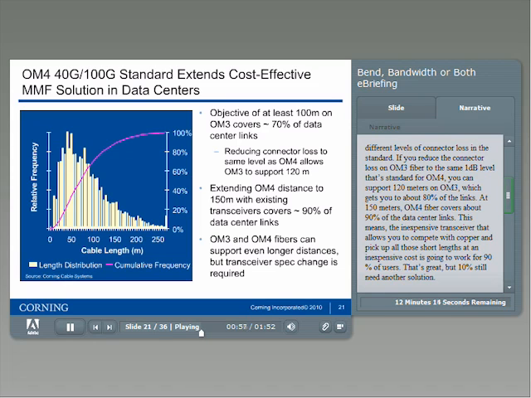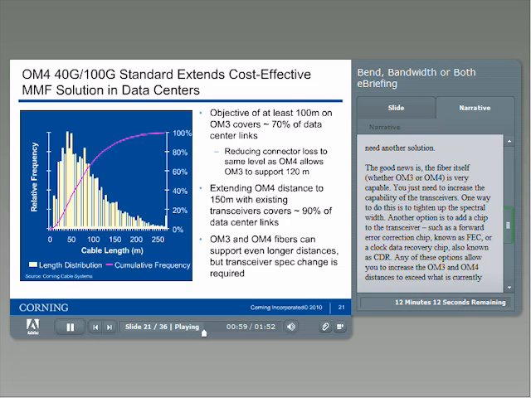That's great, but 10% still need another solution. The good news is the fiber itself, whether OM3 or OM4, is very capable. You just need to increase the capability of the transceivers. One way to do this is to tighten up the spectral width. Another option is to add a chip to the transceiver, such as a forward error correction chip known as FEC or a clock data recovery chip known as CDR.